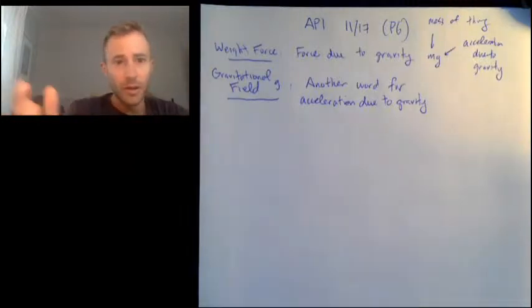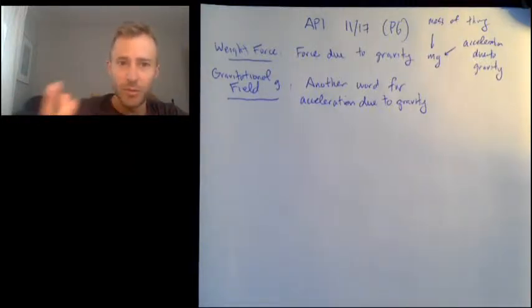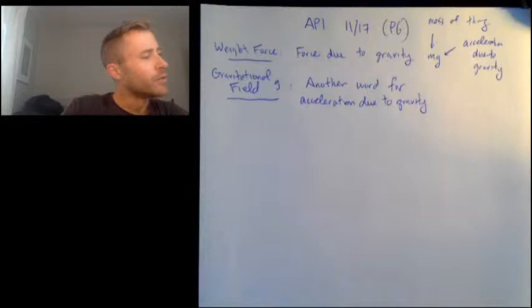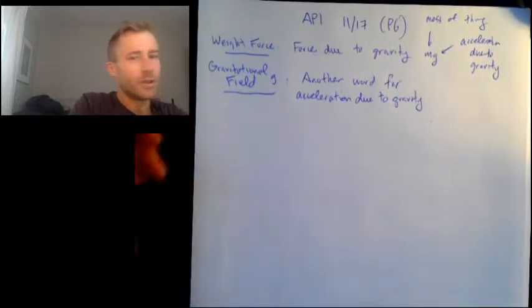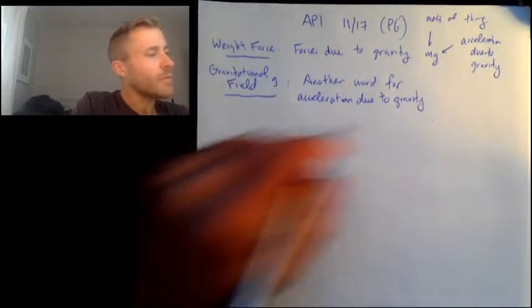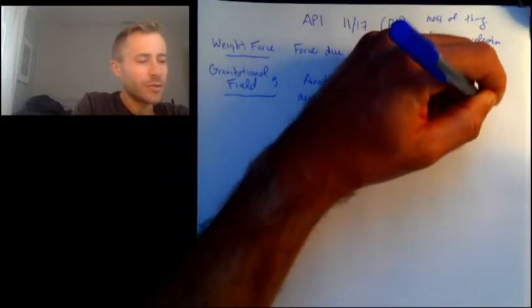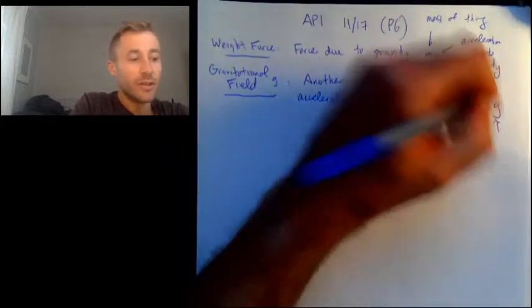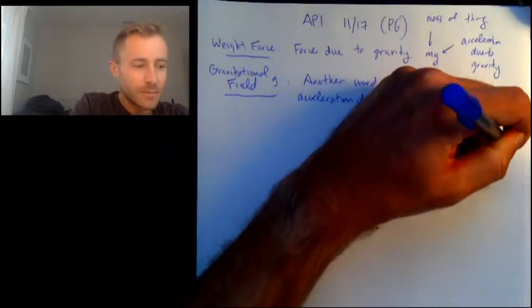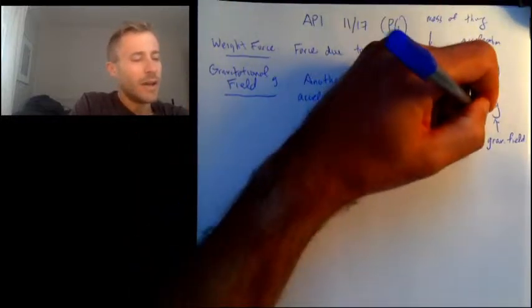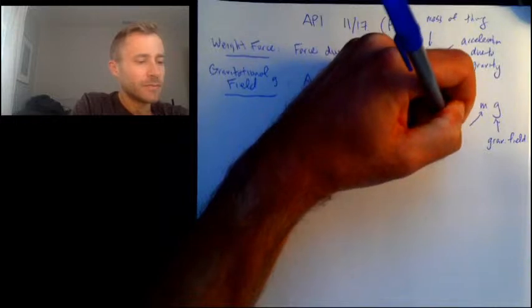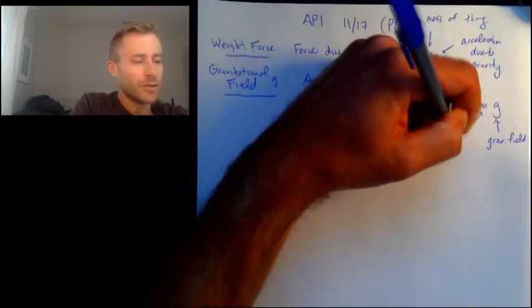So you might see on the AP Physics 1 exam, you might see acceleration due to gravity, you might see gravitational field. Okay? So it's a synonym for the acceleration due to gravity. And so we could also write the gravitational force as m times g, where g is the gravitational field, okay, and m is the mass of the thing experiencing the field.